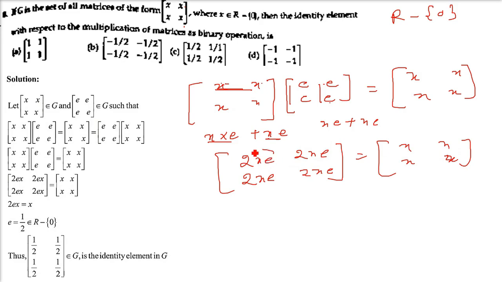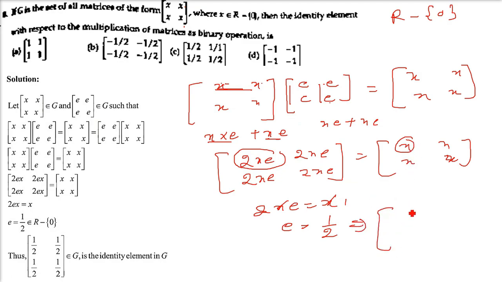Now just equate them. 2xe equals x. So here x gets cancelled and E is 1 by 2. This 1 by 2 is not 0. So what will be the final result? The final result is option C, which is just replacing x by half: 1 by 2, 1 by 2, 1 by 2, 1 by 2. So C is the correct answer.